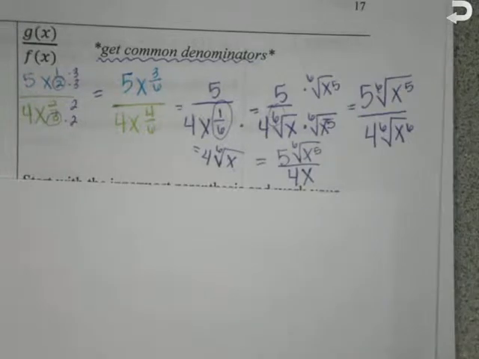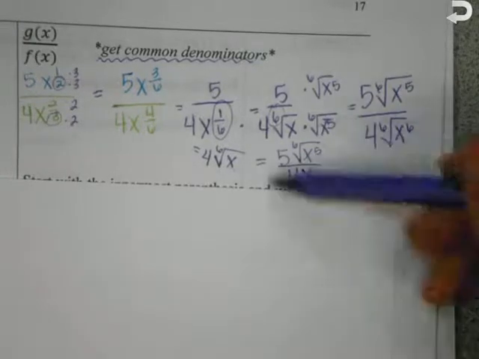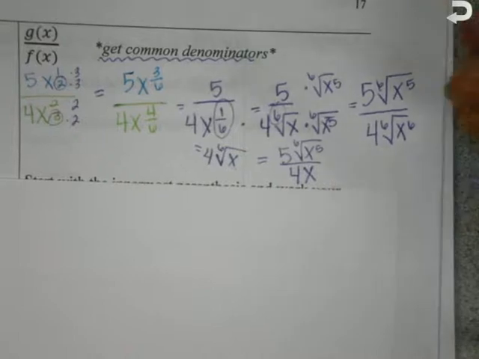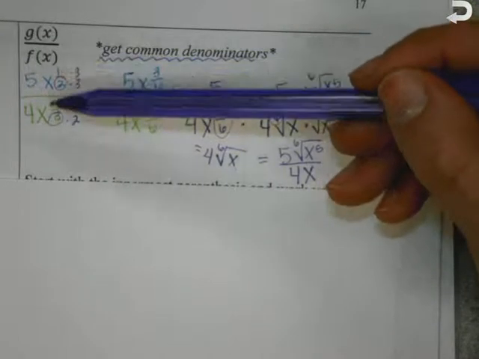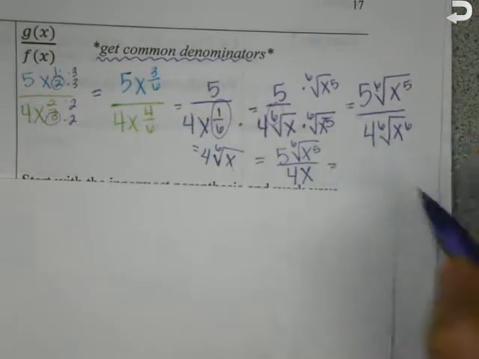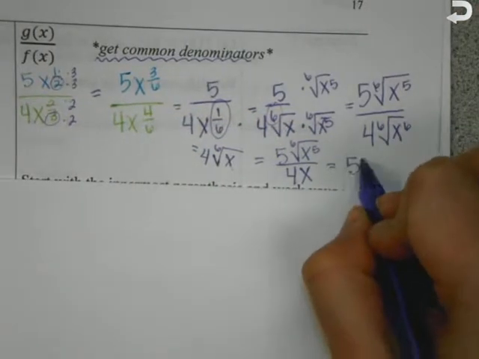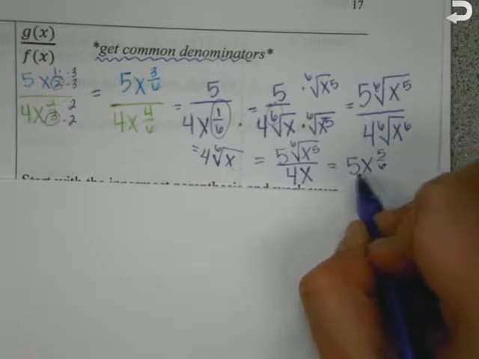You could leave this as your answer, but because our original functions were given with fractions in the exponent, we probably want to rewrite it. So this is going to be 5x to the 5 over 6 all over 4x.